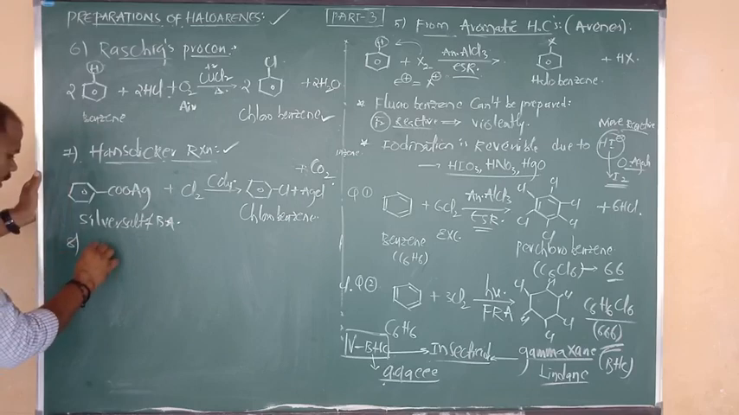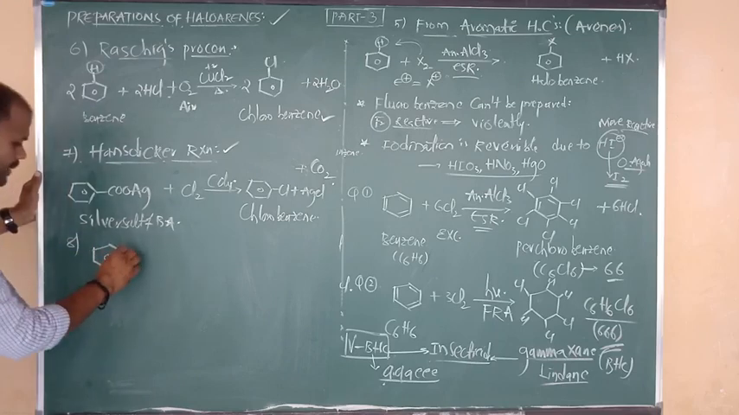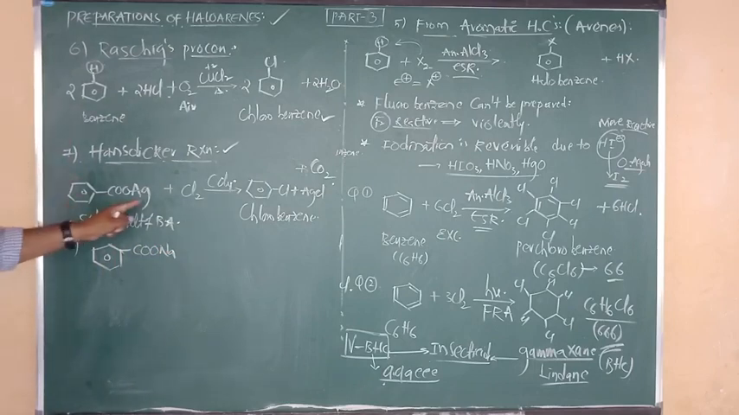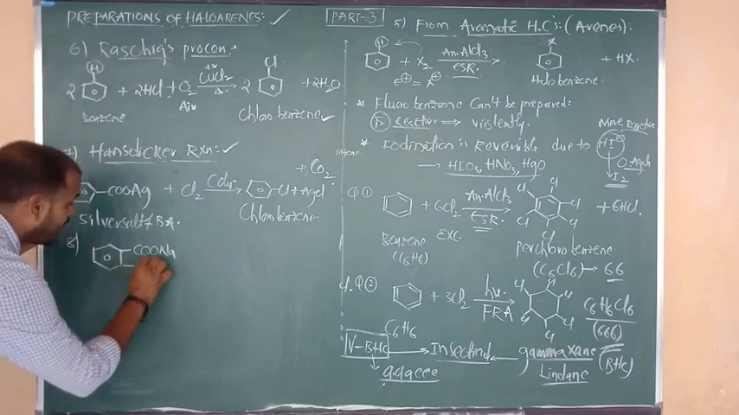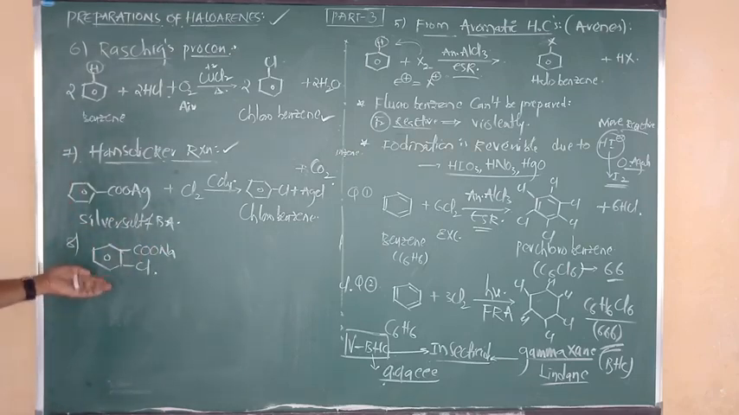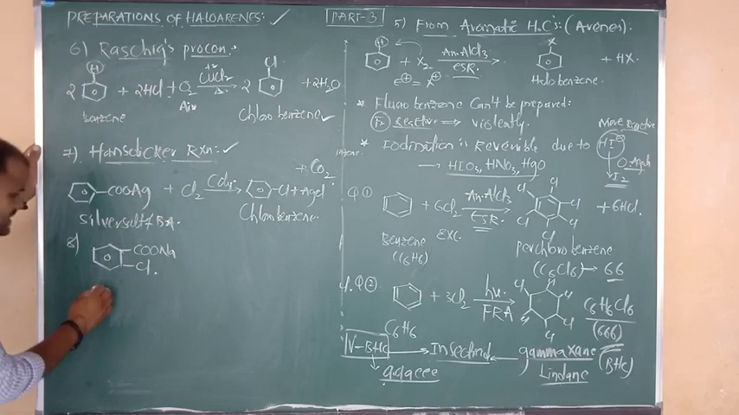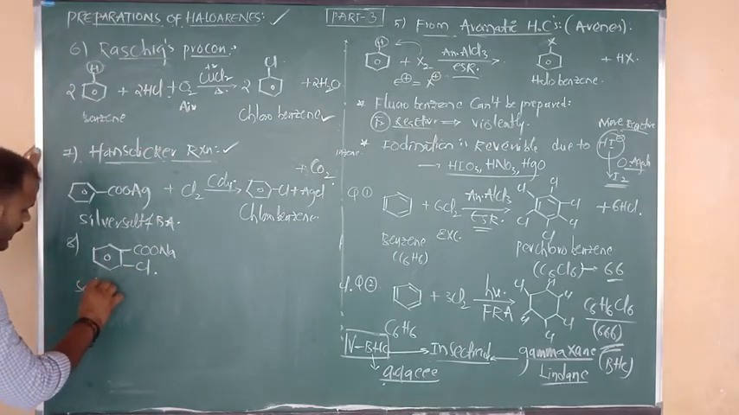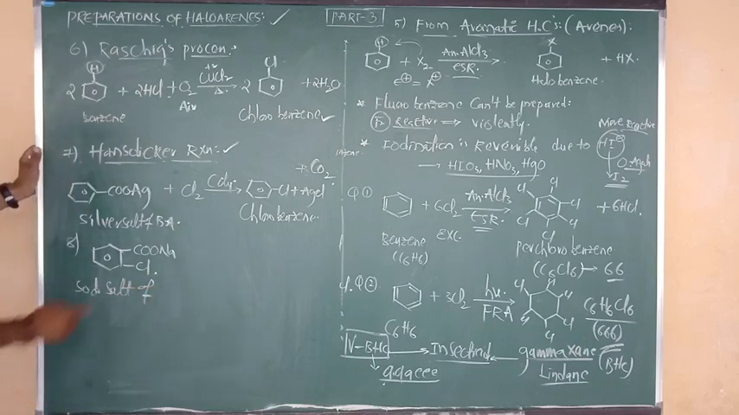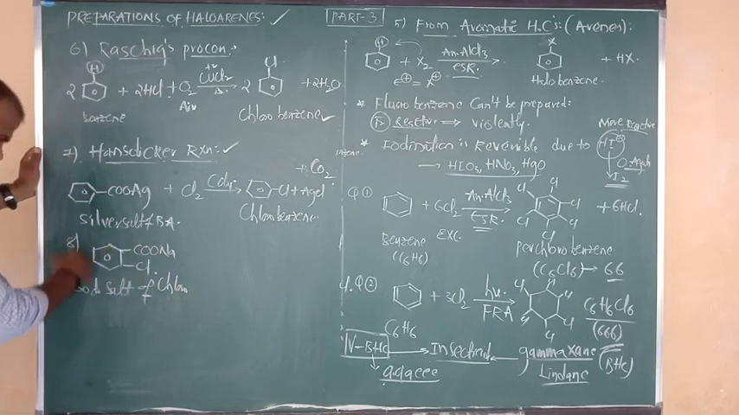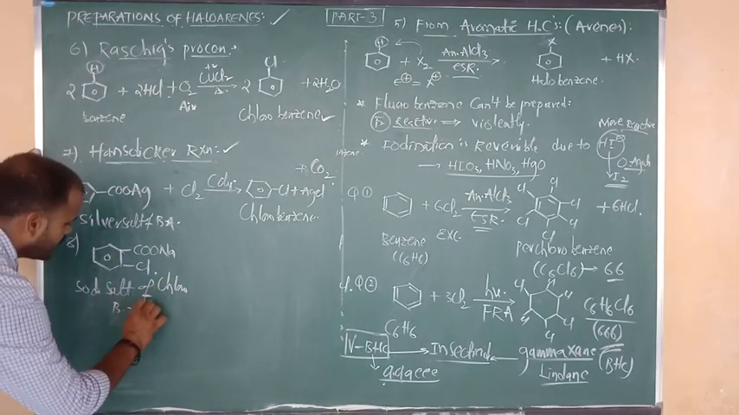Last and final, here I am going to consider a compound. Suppose it is benzene, and benzene connected to COONa, that means the sodium salt of benzoic acid. Above one is the silver salt of benzoic acid and this is the sodium salt of benzoic acid, and it contains Cl at ortho, or meta, or para. Whichever place you take Cl, no problem, you will get the same product. Okay, let us see. So what is the compound name? This is nothing but a sodium salt. Cl is there, that means chloro. Sodium salt of chloro, the remaining is benzoic acid.